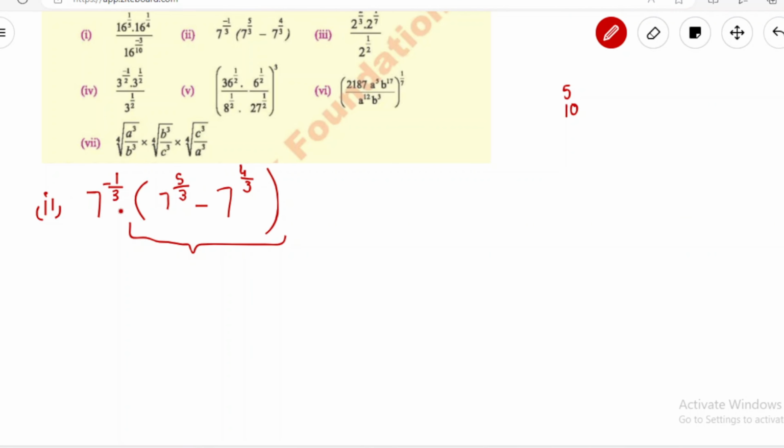You have a number which is being multiplied. As you know, there is no sign between the group and this number, so it means that's multiplication. And when we want to multiply a group by a single number, we distribute a copy of that number to all of the elements of that group. So in this group we have two terms, 7 raised to the power 5 over 3 and 7 raised to the power 4 over 3. We are going to distribute this 7 raised to the power minus 1 over 3 to these two terms.